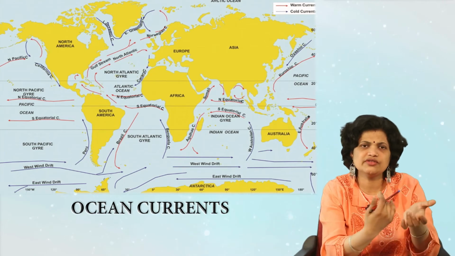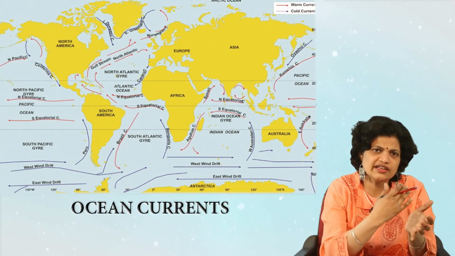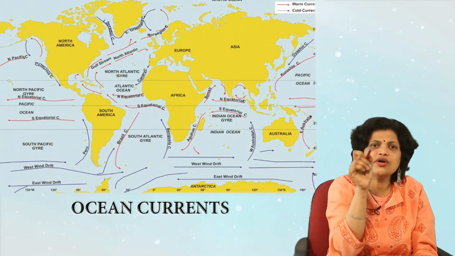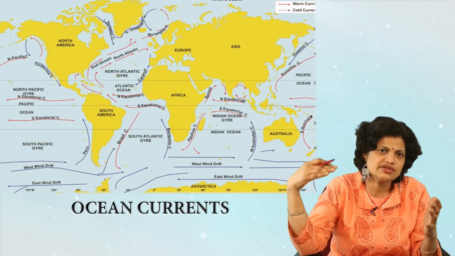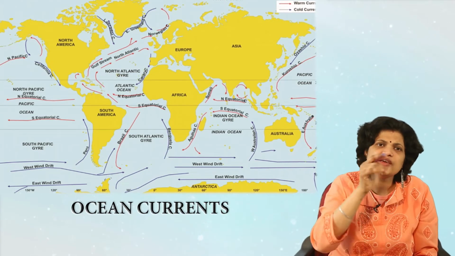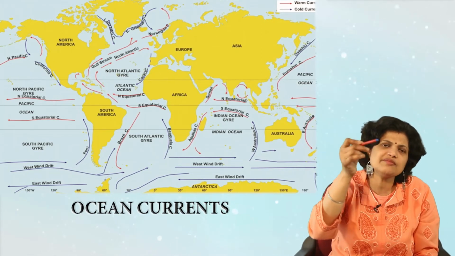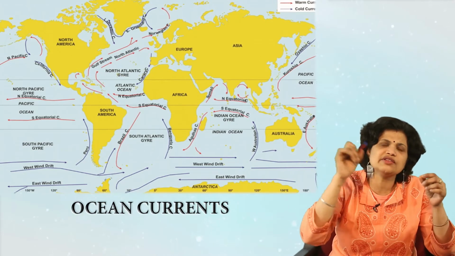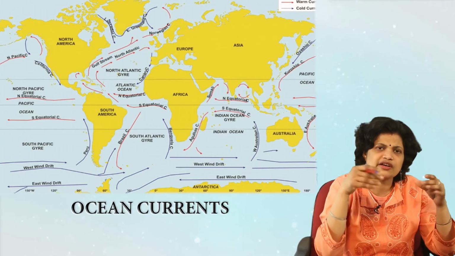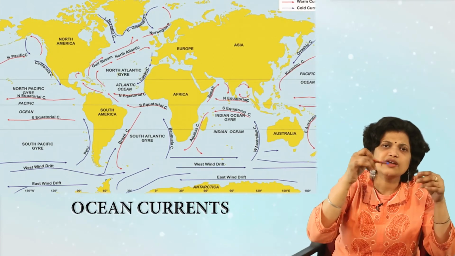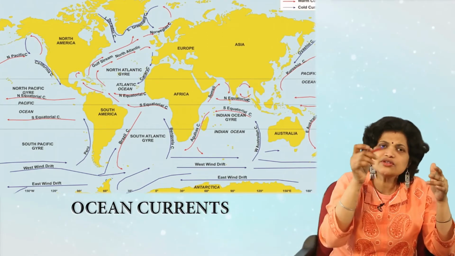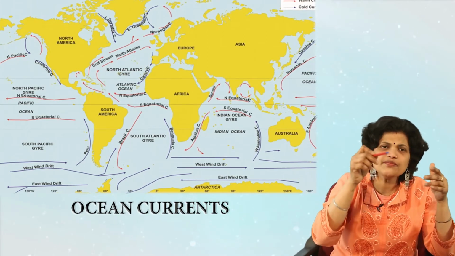Under the action of this Coriolis effect, when the north equatorial warm current reaches the Brazilian coast, it turns northwards and comes as the Gulf Stream along the eastern coast of North America, along Florida and so on. You see, it gets deflected to the right, and it also follows the coastal topography.